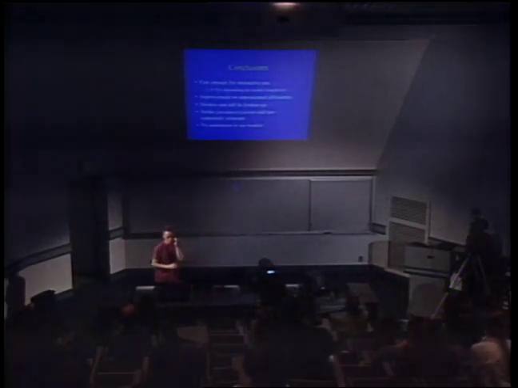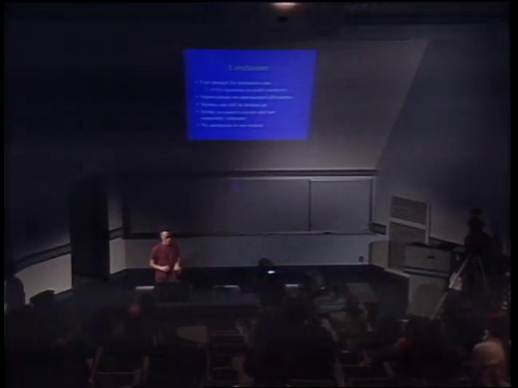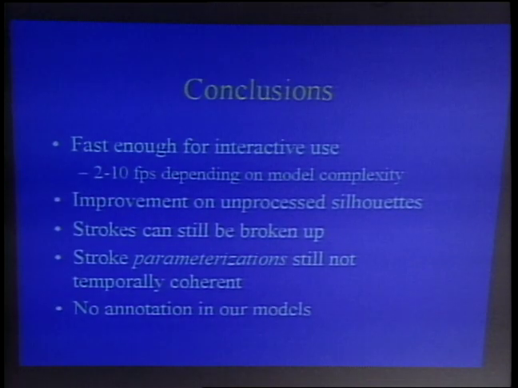Just to conclude on this work, this works at interactive rates, if you can consider a few frames a second interactive, up to 10. It depends on how many silhouettes you actually end up with. It doesn't really get faster than 10, at least on our test machines, because there's a lot of overhead in just reading pixels out of the frame buffer. That turns out to be slow on much of the good graphics hardware.